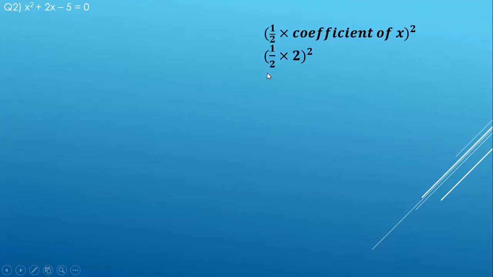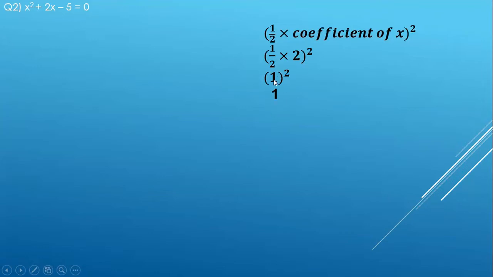The step one for solving the equation is that the coefficient of x square should be 1. And in our case, the coefficient of x² is already 1, so we are not going to make any changes. We will directly move to step 2, which is we have to apply the formula, that is half into coefficient of x the whole square. The coefficient of x over here is 2. Now we will substitute it with 2, and we get half into 2 the whole square. 2 will get cancelled and we get 1 square, that is 1.